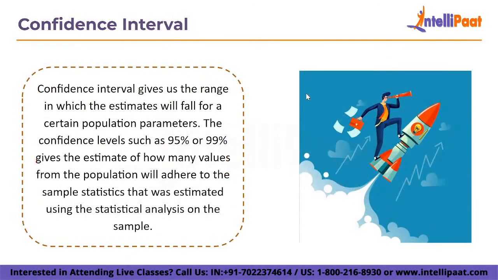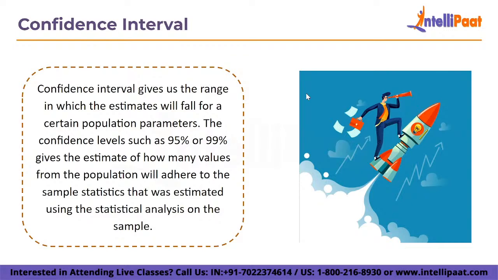And last but not least, we have the confidence interval. Whenever we make estimates about a population based on sample statistics, the confidence interval gives us the range in which the estimates will fall for certain population parameters. For example, the confidence level such as 95% or 99% gives the estimate of how many values from the population will adhere to the sample statistics that was estimated using the statistical analysis on the sample.